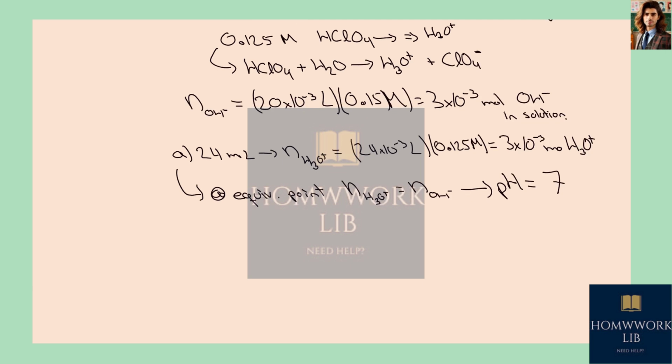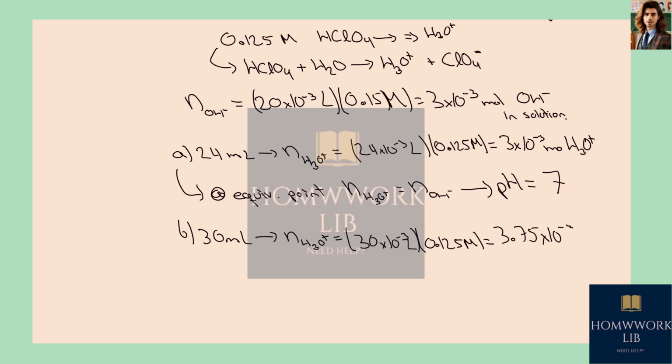Now for part B, we added 30 milliliters. The amount of mole of H3O plus that we're going to get is 30 times 10 to the minus 3 liters, of course, multiplied by 0.125 molar. This amount of mole corresponds to 3.75 times 10 to the minus 3 mole of H3O plus that we added into solution.